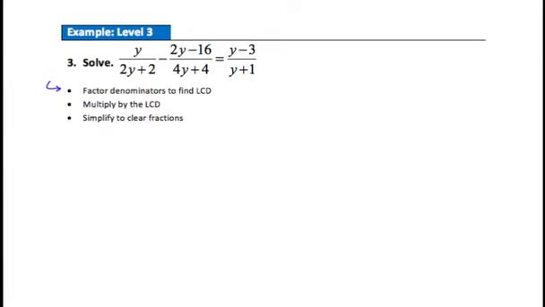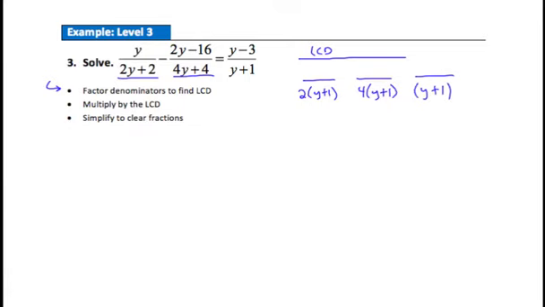I'm going to come over here and I'm finding the LCD. So I'm going to look at just these denominators. I won't worry about the numerators at this point. I have these 3 terms and I'm going to factor these. So first I'll factor this 2y plus 2. When I factor that, that's going to be 2 times y plus 1. When I factor the next one, I'm going to factor a 4 out of that, so that would be 4 times y plus 1. The last one is just y plus 1.